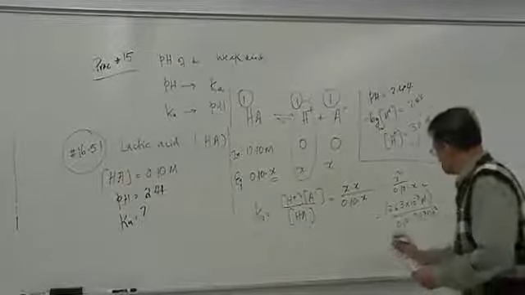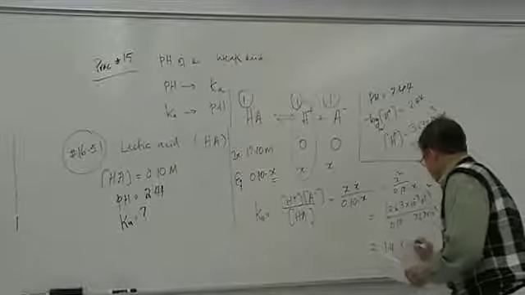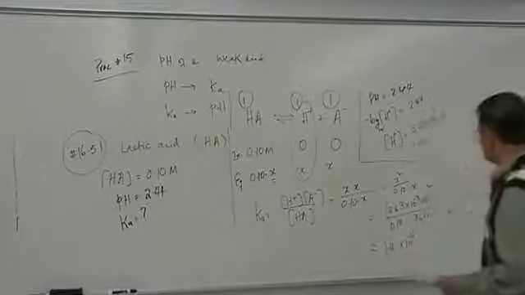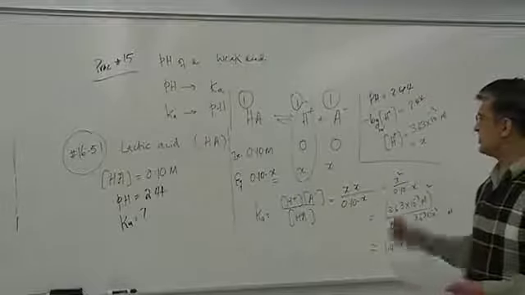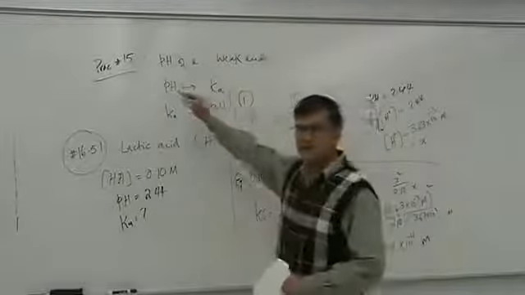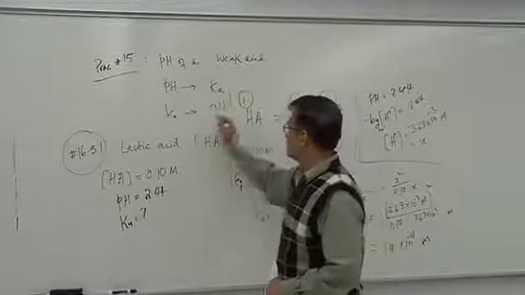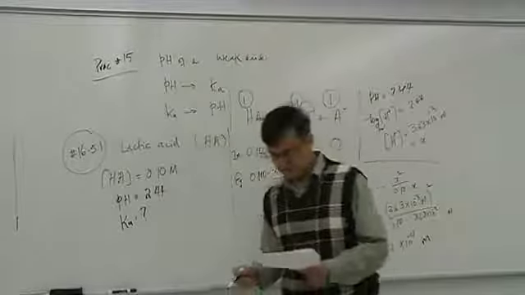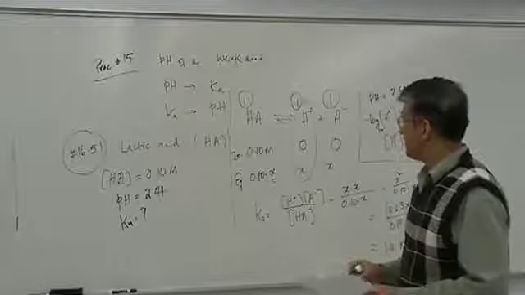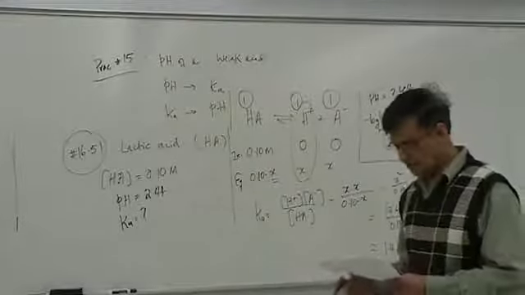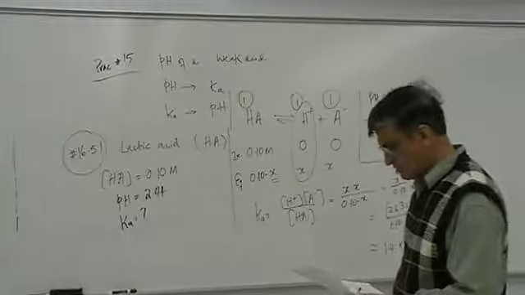So I got this value about 1.4 times 10 to the negative 4. And the unit is molarity. So make sure you know how to do a similar calculation. If a weak acid is given, pH is given, you can calculate Ka. Alternatively, if Ka is given, you should be able to calculate pH. So you should try another problem like this, where Ka is given and you need to calculate pH. So this is practice problem number 15. Now I'm going to do practice problem number 16.